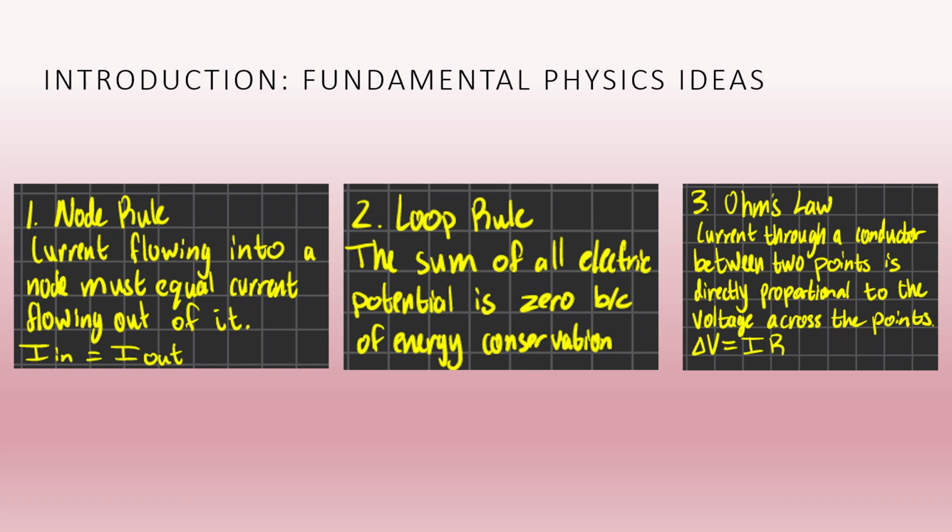And then the loop rule says that the sum of all electric potential is zero because of energy conservation. And then the third is Ohm's law, which states that current through a conductor between 2 points is directly proportional to the voltage across the points, or delta V equals IR.